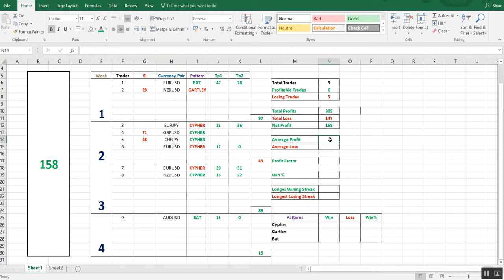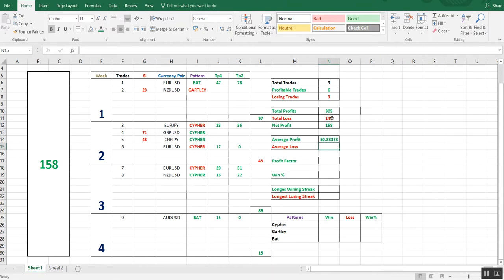So average profit is going to be the total profits divided by the profitable trades, because we've been profitable in 6 trades. So the average pips that we've made on those 6 trades is the total profits divided by 6. So average profit equals 305 divided by 6. So average profit is 50.83. I do expect this to be around 65 as we get a lot more trades in, because that was the average of last year. So I do expect it to be somewhere between 60 to 65.